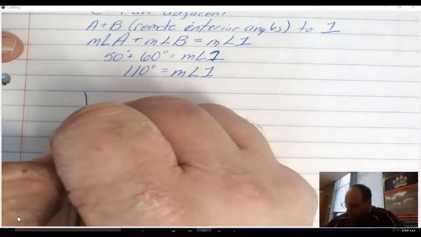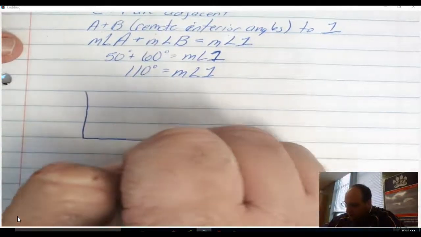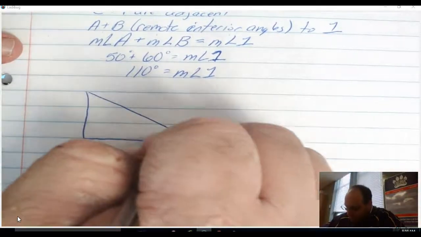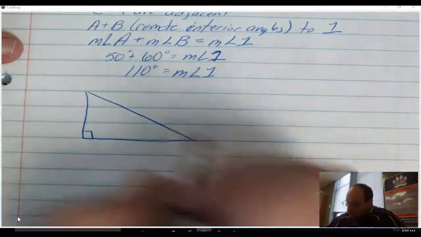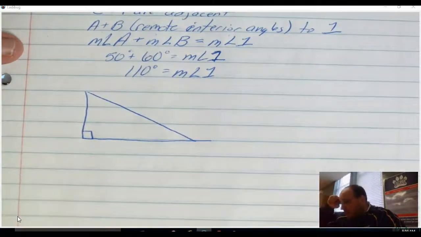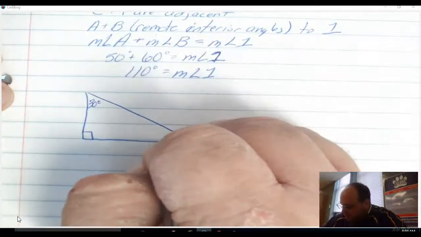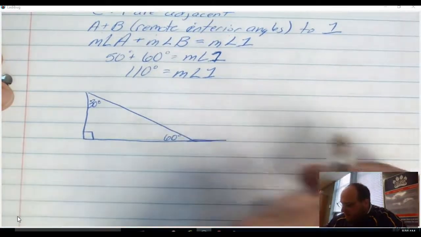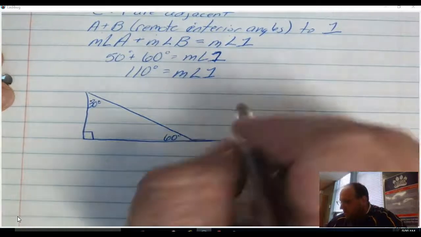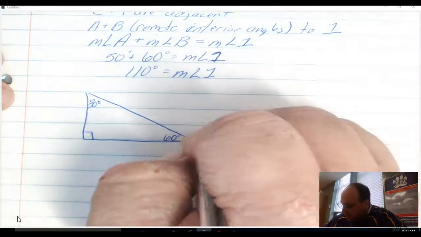Okay? So I'm going to have this triangle right here. It's going to be a right triangle. And I know that because I'm going to put a right angle in there. This is going to be 30 degrees. This is going to be 60 degrees, okay? And then the missing angle that I'm going to look for in this one is going to be this angle right here. Let's just call this one 2.